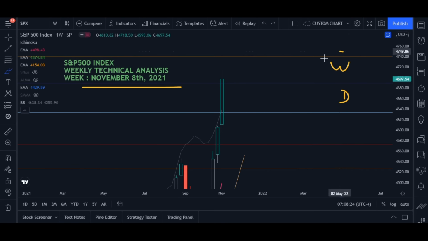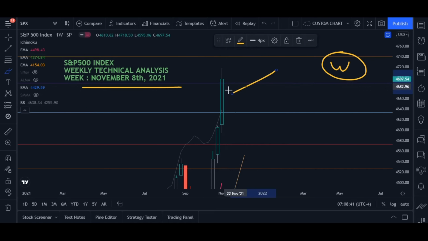So first I'm going to do it on the weekly chart. Let me remove the daily part here. Okay, so this is the weekly chart, and these are the weekly candles.